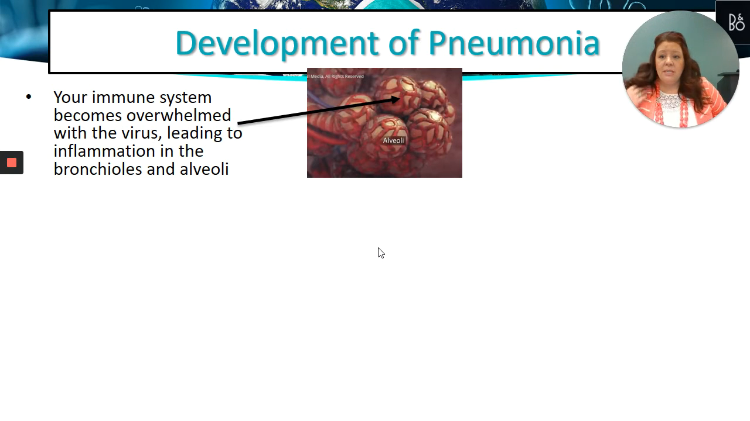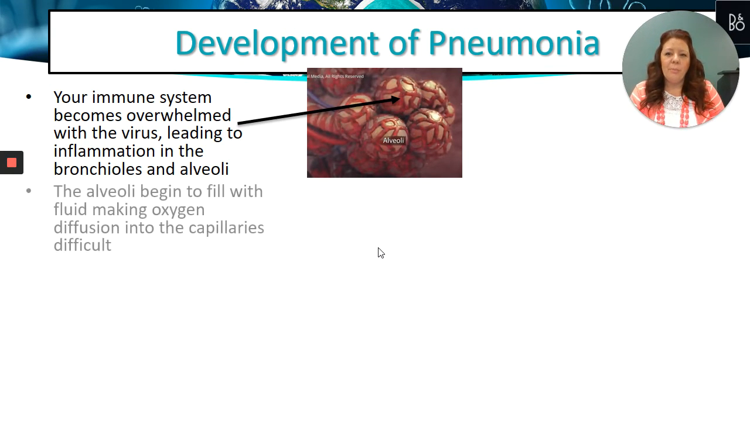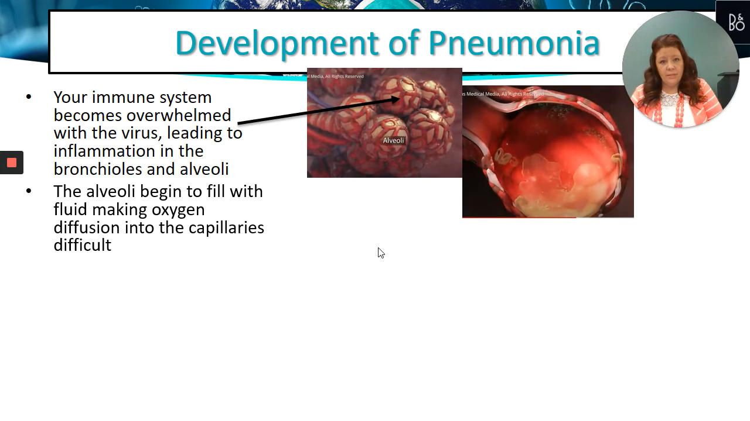Well, our immune system is becoming very overwhelmed with the virus itself. Okay, so you see that. Because our immune system is working overtime, we have an inflammatory process that occurs. Particularly, it happens in the bronchioles, those terminal airways, and the alveoli, those little tiny air sacs at the bottom of our bronchioles. As a result of that inflammatory process, those alveoli begin to fill with fluid. And then it's making it difficult for oxygen to diffuse from inside the actual alveolus to the capillaries that line it.